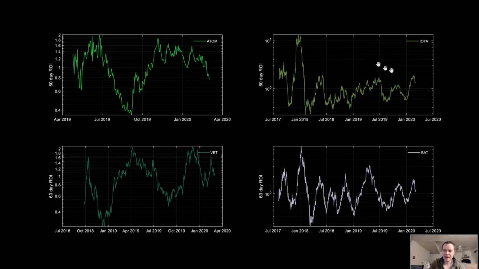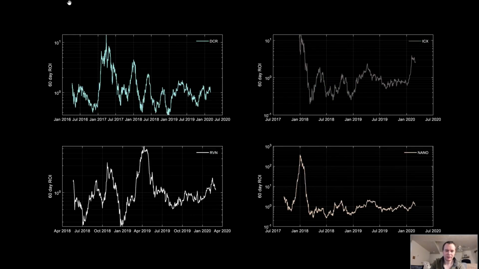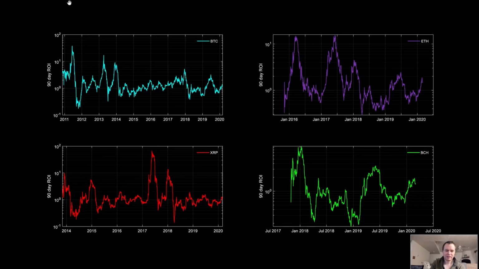So we have Atom, IOTA, FET, and BAT. Again, I'll let a lot of you guys just look at these on your own time. But let's move forward some so we can look at some longer time frames. So I'll just quickly show you 90-day ROIs.